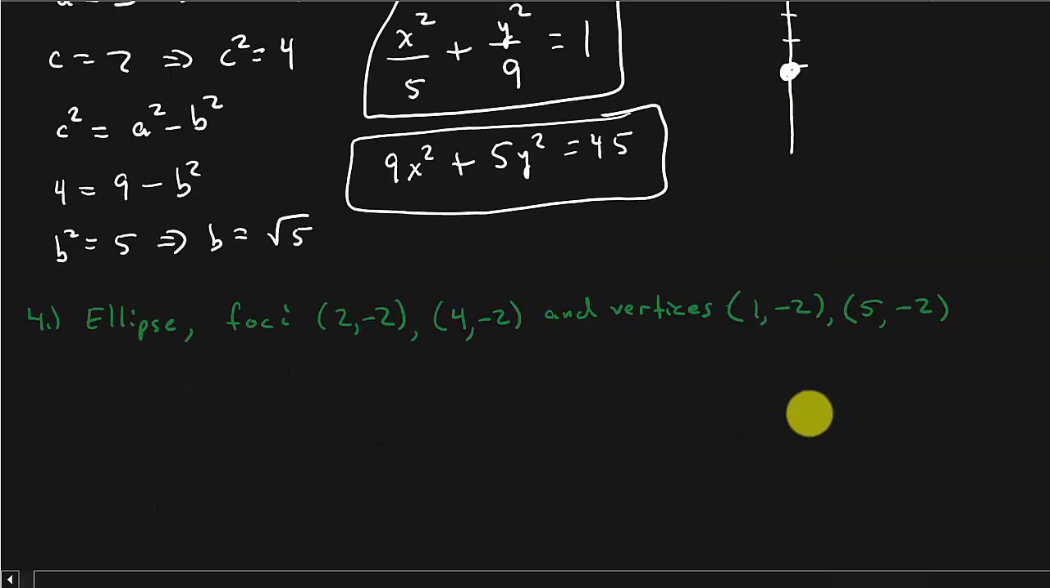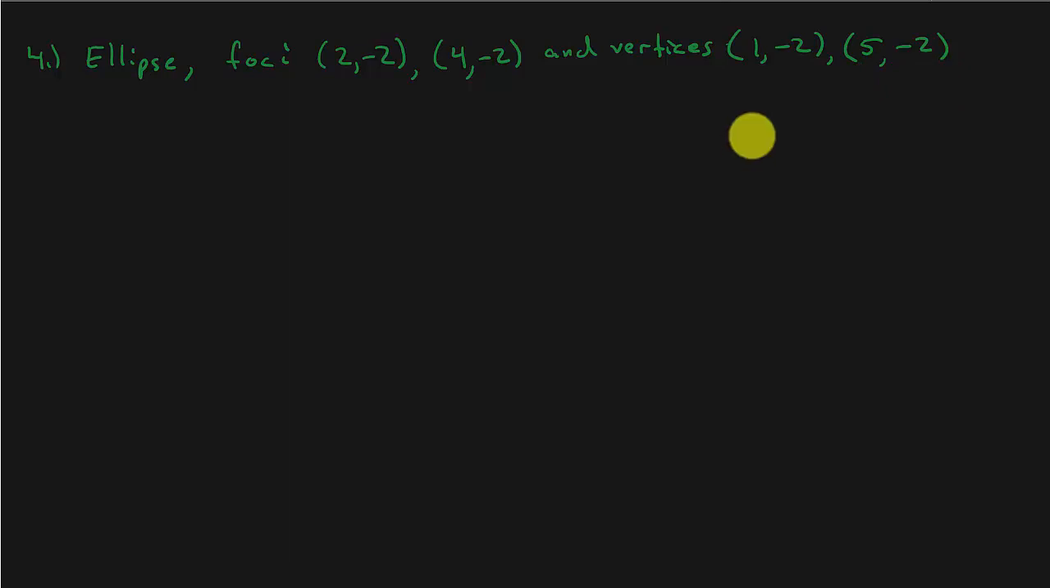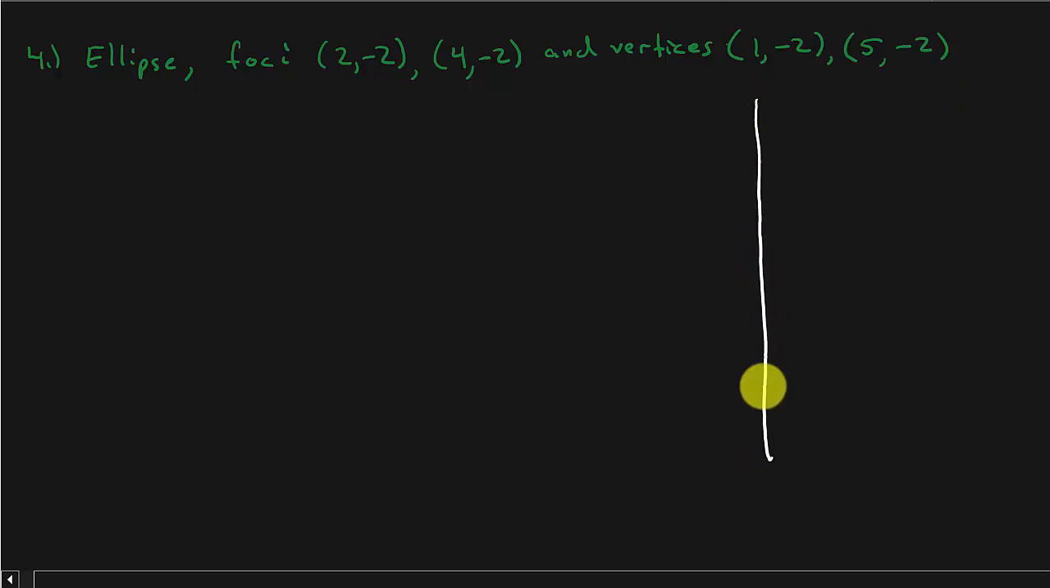All right, so let's go to the next problem. So we got an ellipse. The foci is at 2, -2, 4, -2. Oh, so this is kind of telling us that this thing's not going to be in the center, is it? The center of the ellipse is not going to be at the origin. And we got vertices at 1, -2, 5, -2. Okay, don't try to do all this stuff in your head. Draw a picture of it. Okay, draw the picture.